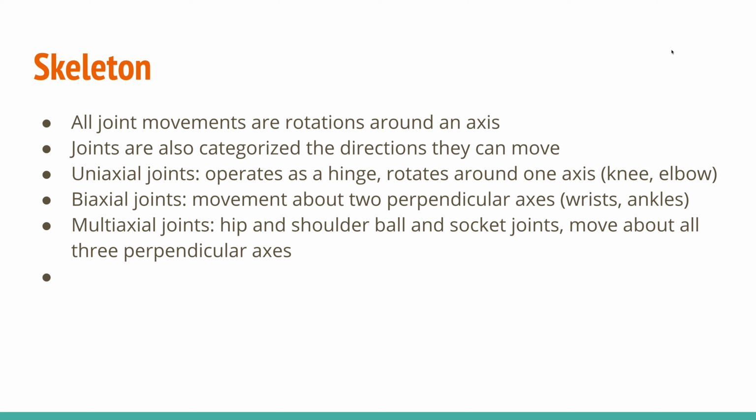Then you have biaxial, like we said, two, so movements about two perpendicular axes. So really simple: if you're standing in place, think about a joint being able to move forward and back, and then side to side. Think of it that way. And then when you put yourself in anatomical position and think about some examples of this, you would be thinking of wrists and ankles.